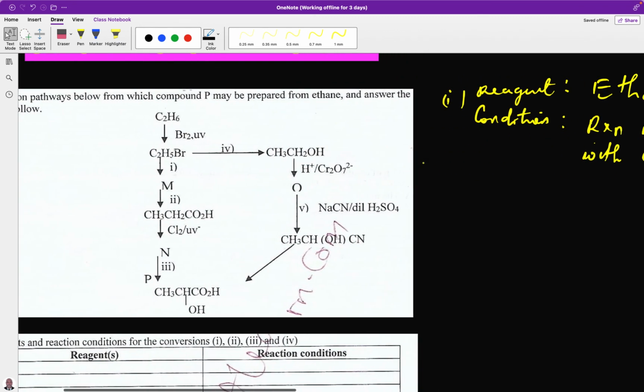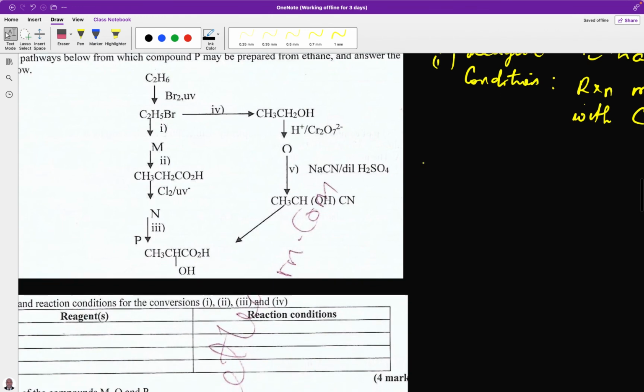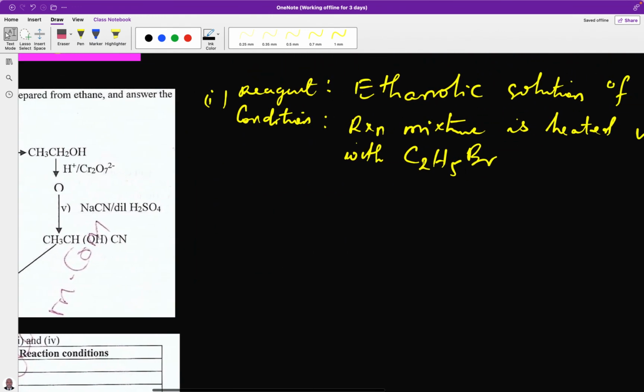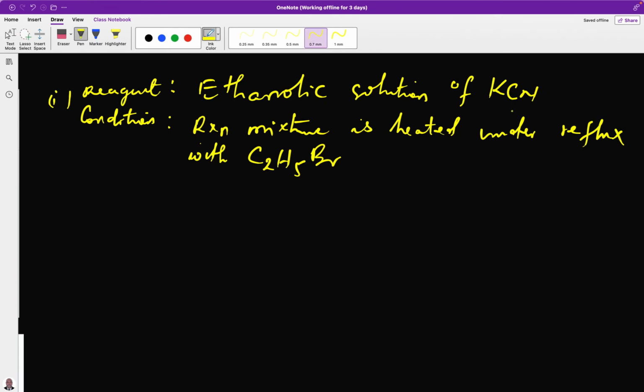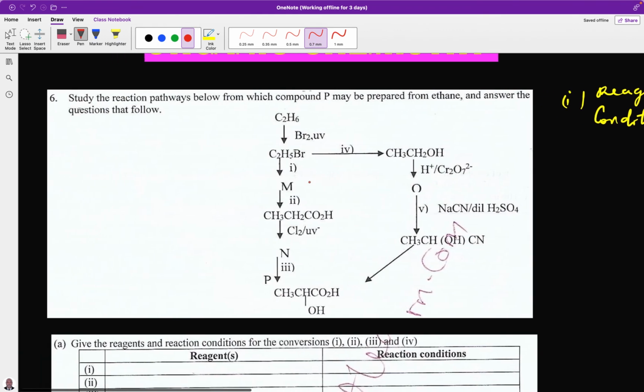That is the condition. And now, what is the reagent? I have said the reagent is ethanolic potassium cyanide, because this is the one that is going to change the whole thing. Ethanolic solution of potassium cyanide, or potassium cyanide in ethanol. That's the reagent. And the condition, go on the question paper and write: reaction mixture is heated under reflux with bromoethane.